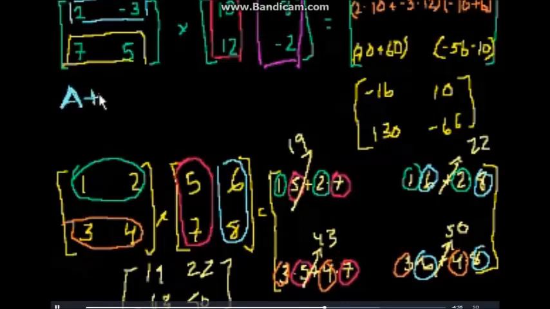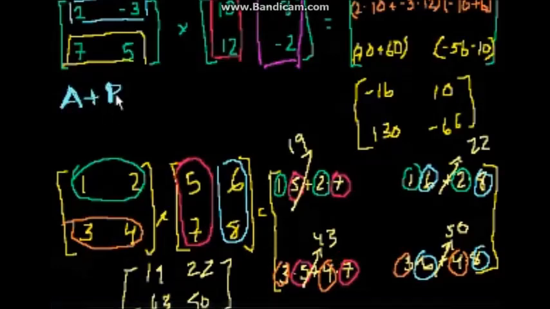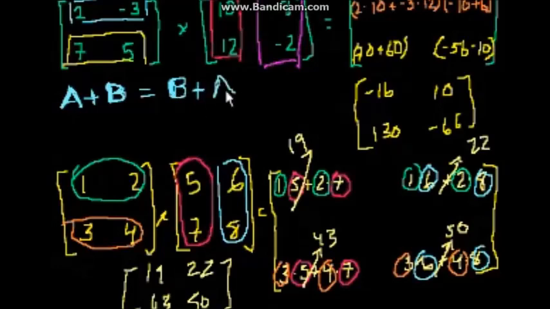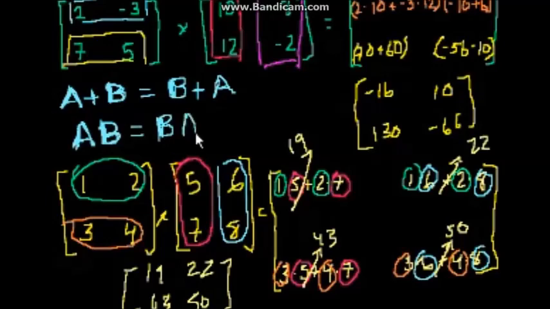So if we said A plus B, and these are matrices, that's why I'm making them all bold, we said that this is the same thing as B plus A, based on how we defined matrix addition. So now let me ask you a question. Is multiplying two matrices, AB, that just means we're multiplying A and B, the same thing as BA? Does it matter? Does the order of the matrix multiplication matter?